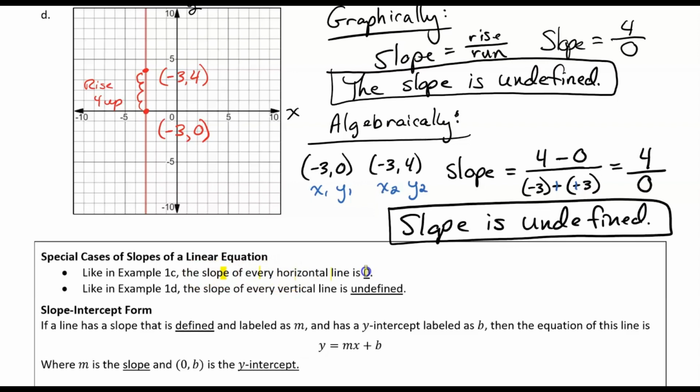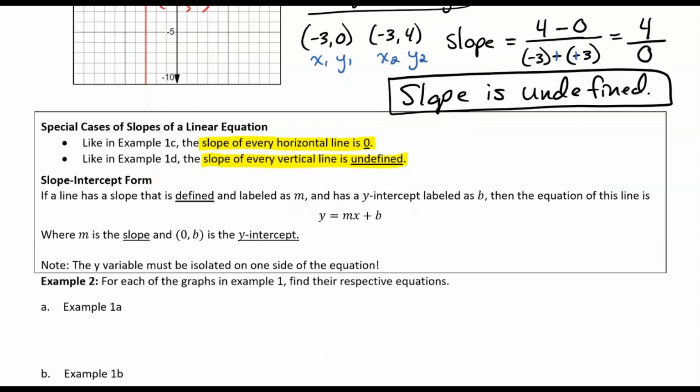The slope of a horizontal line is 0. The slope of every vertical line is undefined. Now, let's talk more about the equations of these lines. So the equations of these lines have that slope built into them. That's why it's important to fully understand the idea of slope.